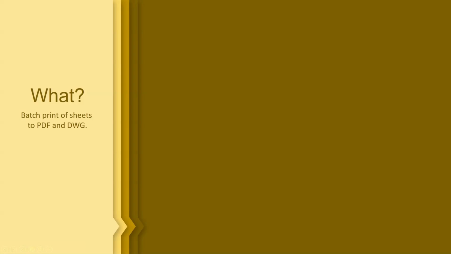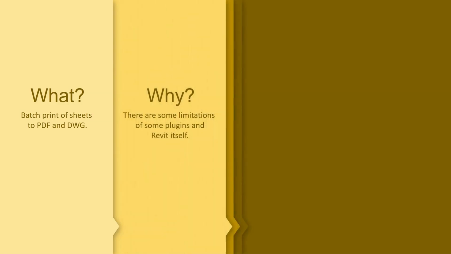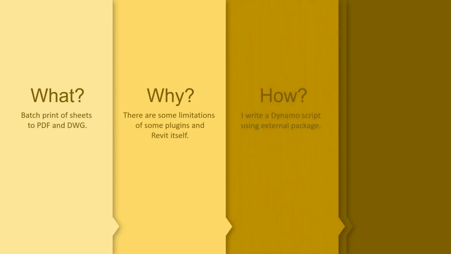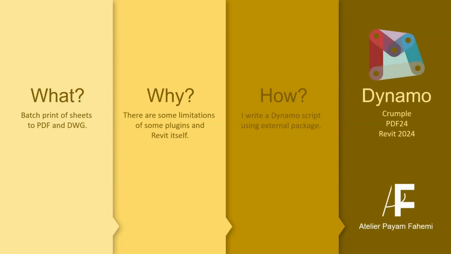Today I'm gonna be showing you how to batch print your sheet sets to PDF and DWG file format. We are going to do this because of some limitations of plugins and Revit itself. And I'm gonna be showing you how to write a Dynamo script, however, using an external package. I'm going to use Revit 2024 and PDF24 as a printer, and my external package is Crumple. Without further ado, let's jump in.